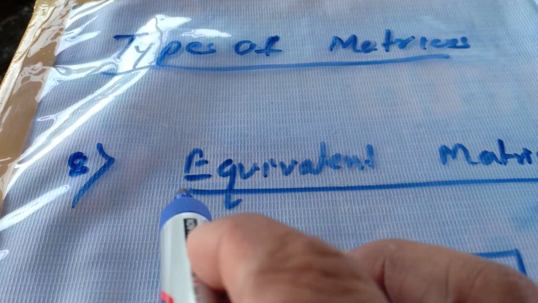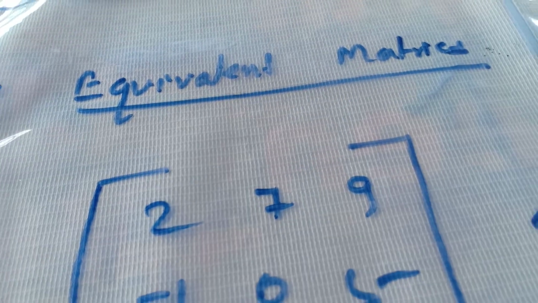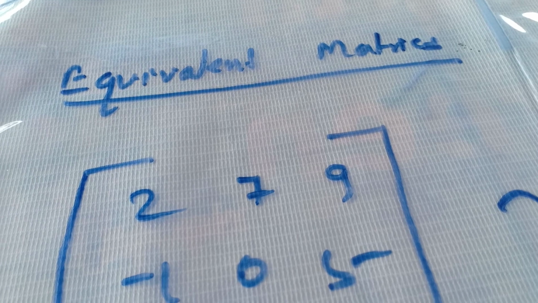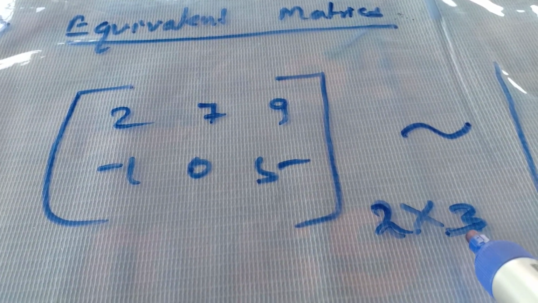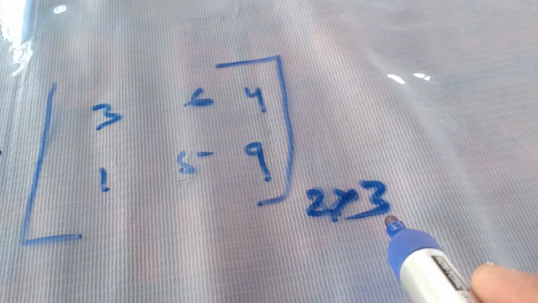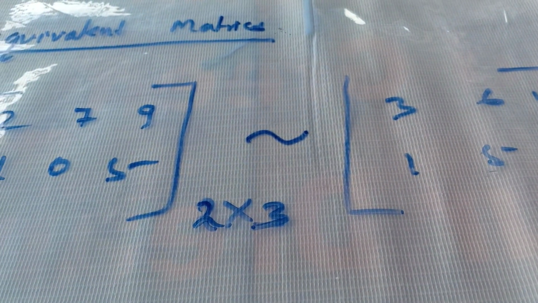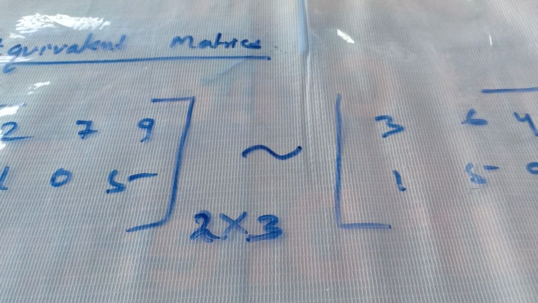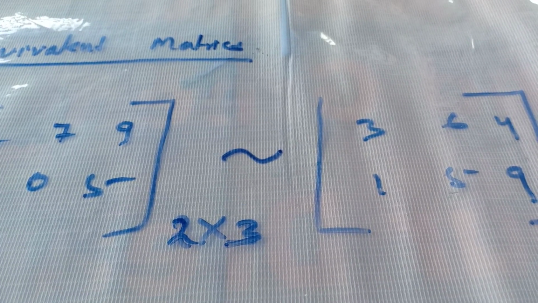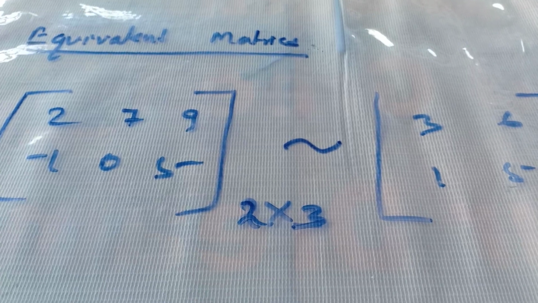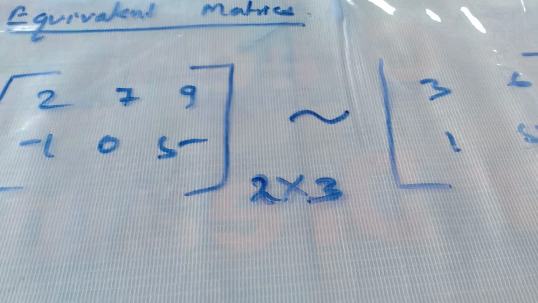So the first part is equivalent matrices. That means the involvement of more than one matrix is there. So I wrote two matrices here, with order 2 by 3, and another matrix whose order is also 2 by 3. Their order is the same. I am not discussing the elements. When the order is the same, they are called equivalent matrices. Once again I am repeating, two or more matrices whose orders are the same are called equivalent matrices.